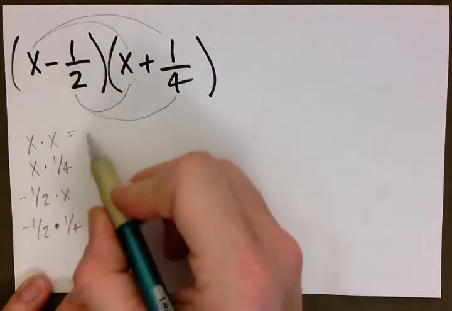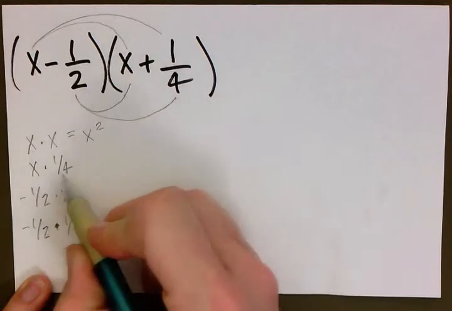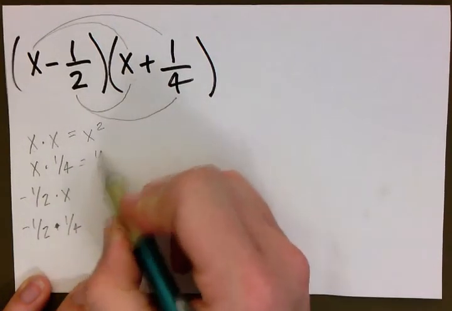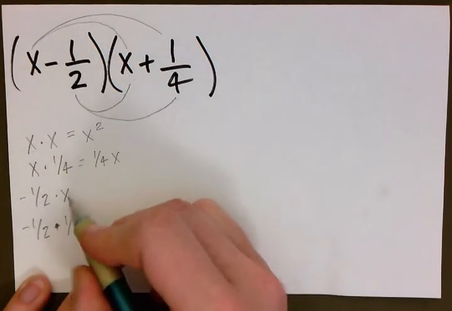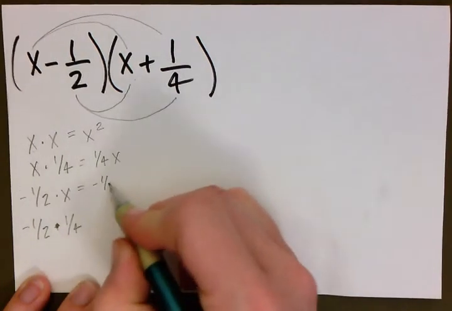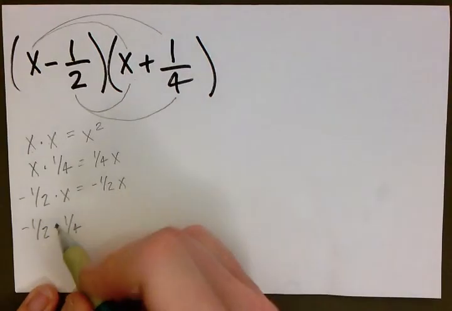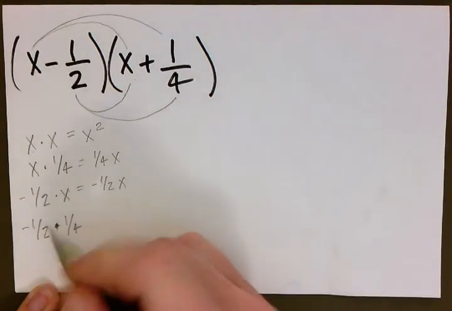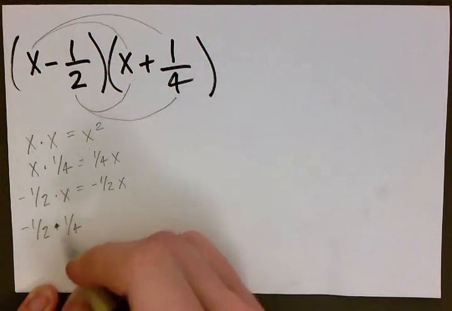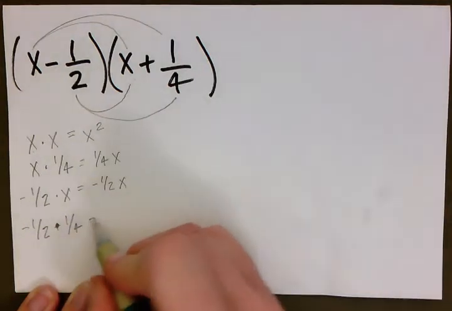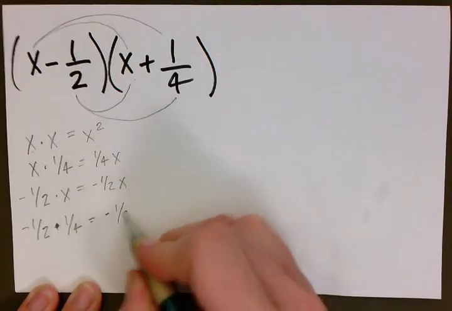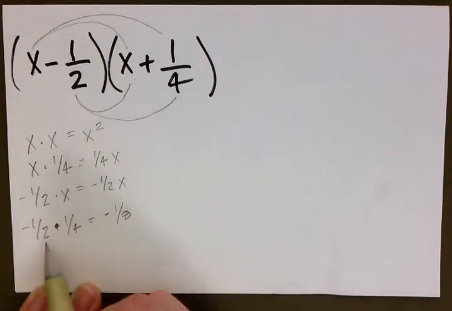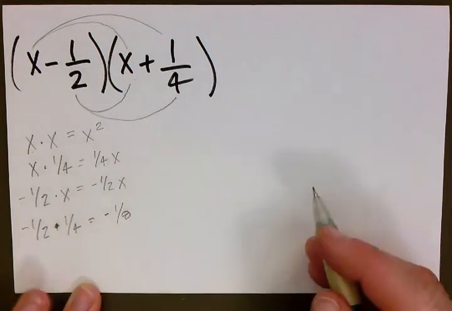We have x times x, that gives us x squared. x times 1/4 gives us 1/4 x. Negative 1/2 times x gives us negative 1/2 x. And then we have negative 1/2 times 1/4. This is going to be negative 1/8, right? Because whenever we're multiplying fractions, we just go straight across. Numerator times numerator, denominator times denominator.